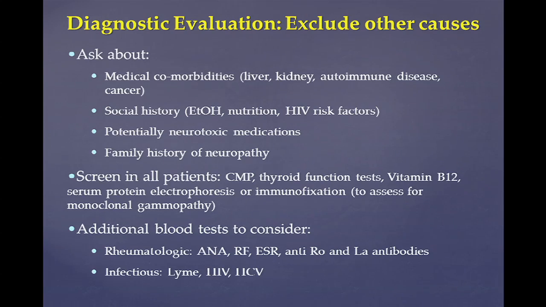We also want to inquire about HIV risk factors, because that's another cause of neuropathy. Reviewing the medication list is very important because there are lots of common, potentially neurotoxic medications. Some forms of neuropathy can run in families.